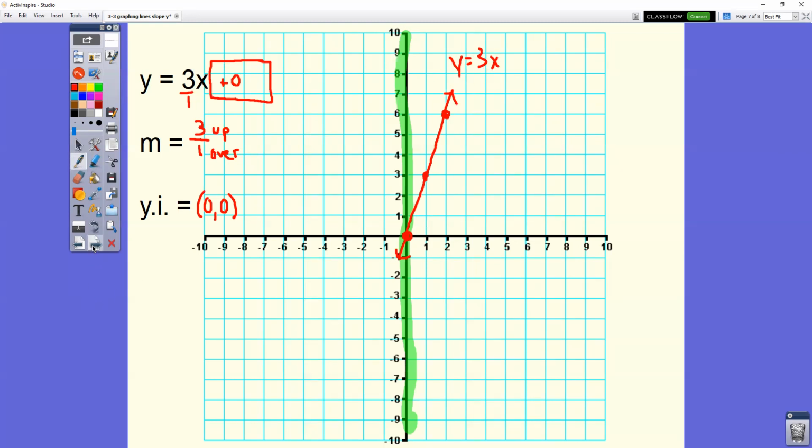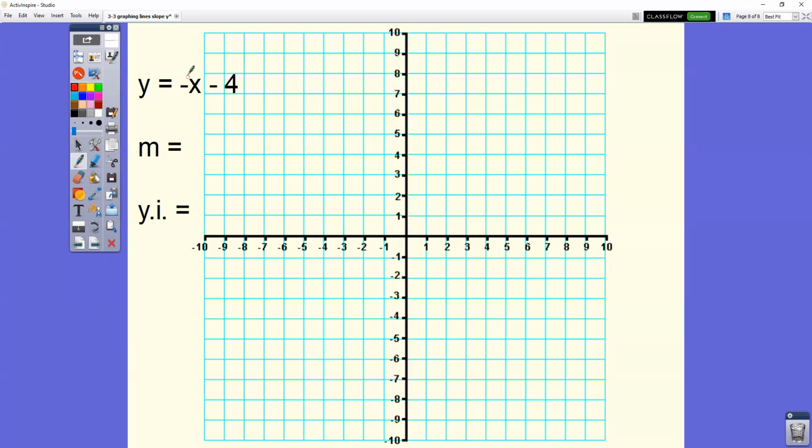Let's do one last one. Remember that there's always a 1 in front of the x if you just had the x all by itself. Now this time we have a negative sign in front of the x. So this is really negative 1 over 1. Remember, negative means down. So this really means down 1 over 1.